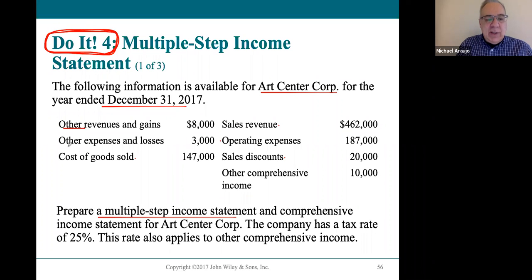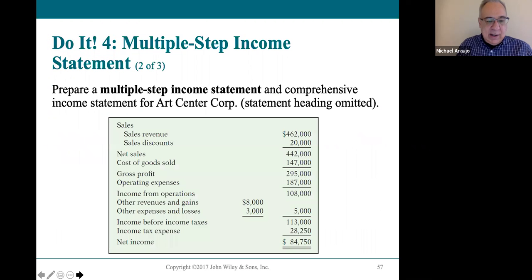Then you have this other stuff to deal with. Other revenue is larger than other expenses, so it's going to boost their profits by the difference. And you're going to see this again, and you have to take taxes out as well. So here's your income from operations, 108. Then you add your other revenue and gains, subtract out your other expenses. It's a $5,000 boost to profits. You take away your income taxes, which is 25% of that number, and that gives you your net income. That's the multi-step.